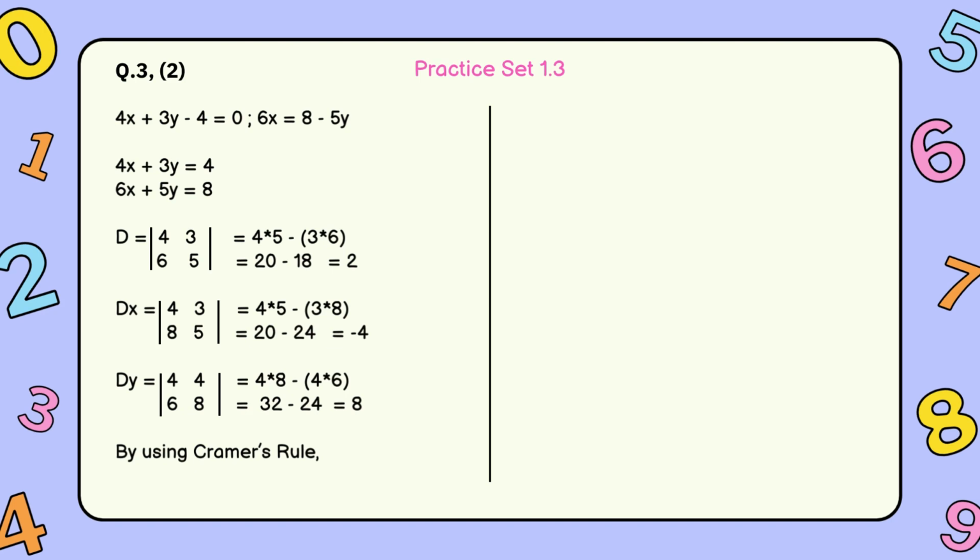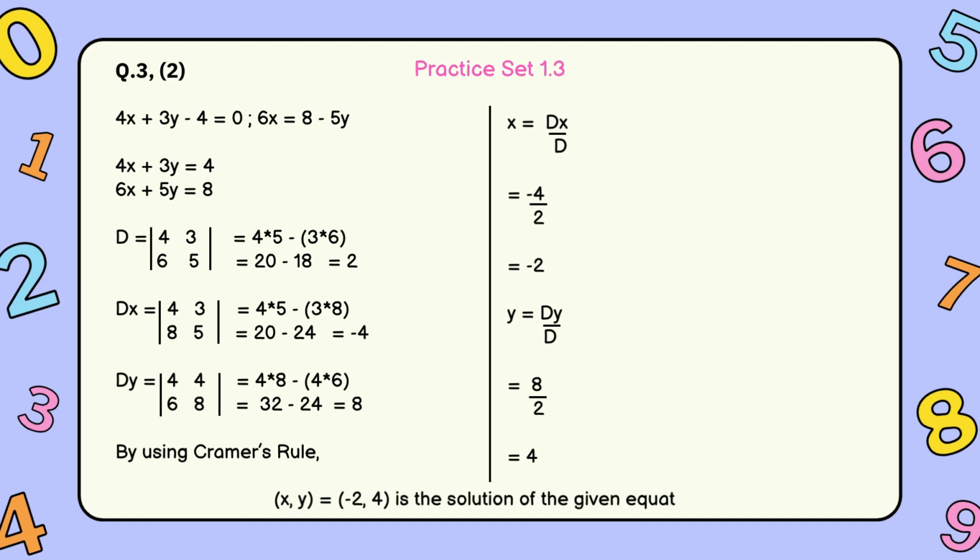Now we write the solution by using Cramer's rule, and now the formula has to be applied, that is x is equal to Dx upon D. So we have to find the x, and Dx is minus 4 and D is 2. So our x would become minus 2, and y is equal to Dy upon D. Our Dy is 8 and D is 2, so we'd get the value of y as 4. And we write the final statement, that is x comma y is equal to minus 2 comma 4 is the solution of the given equation.